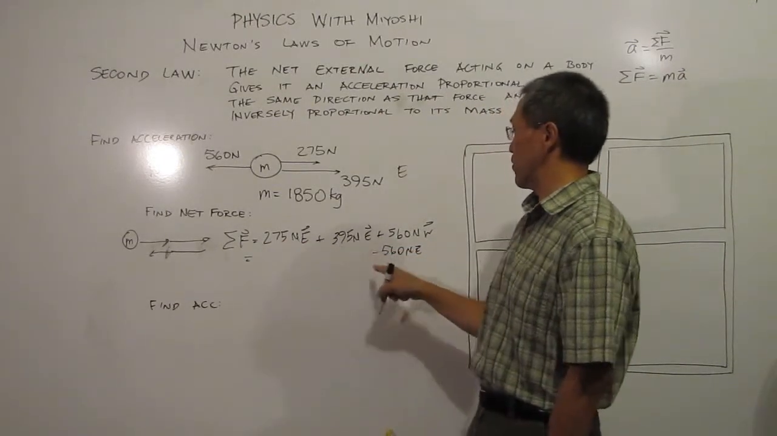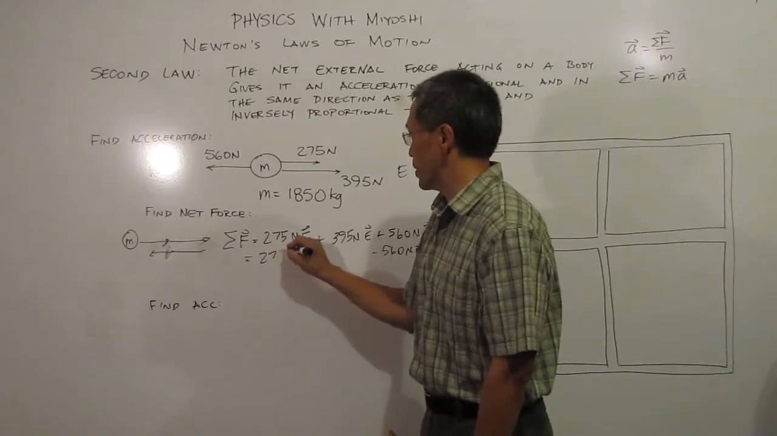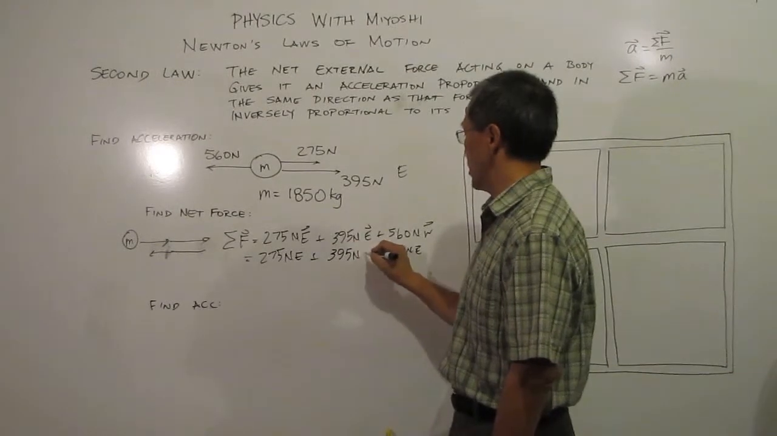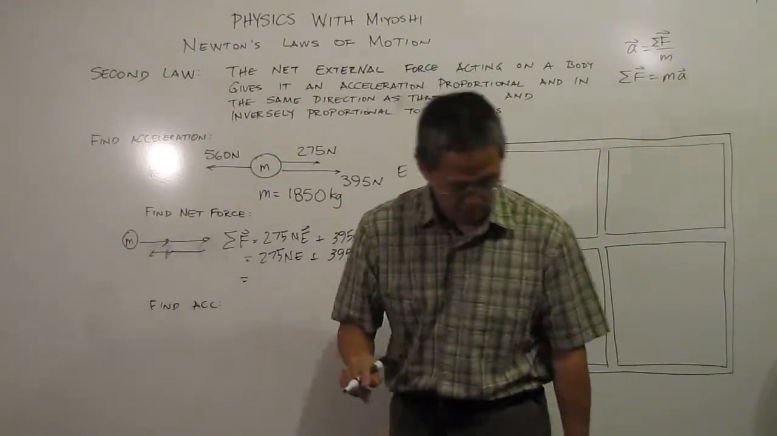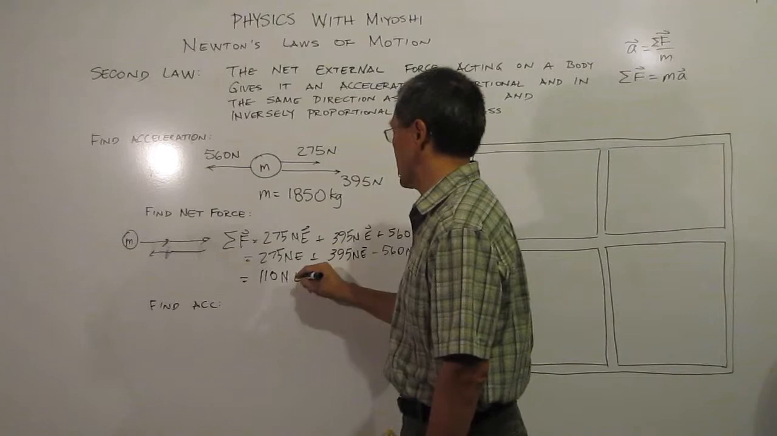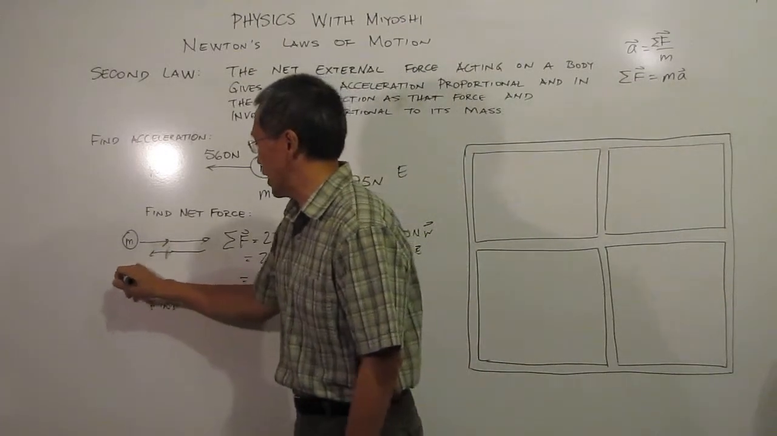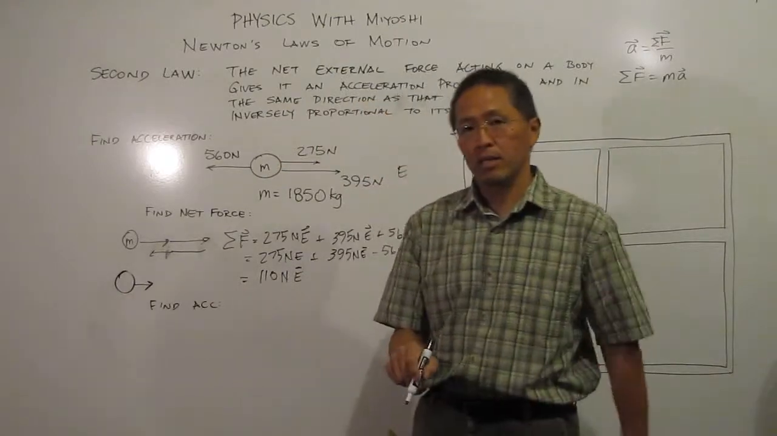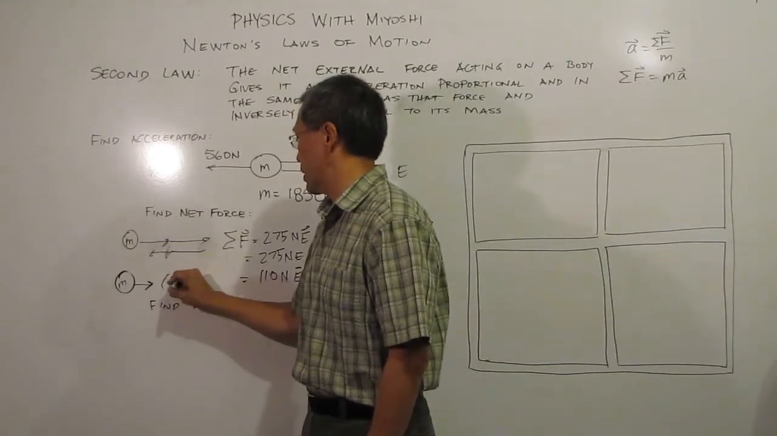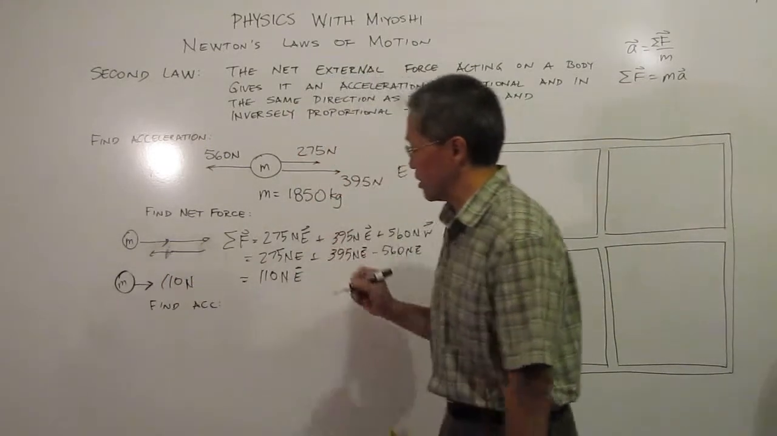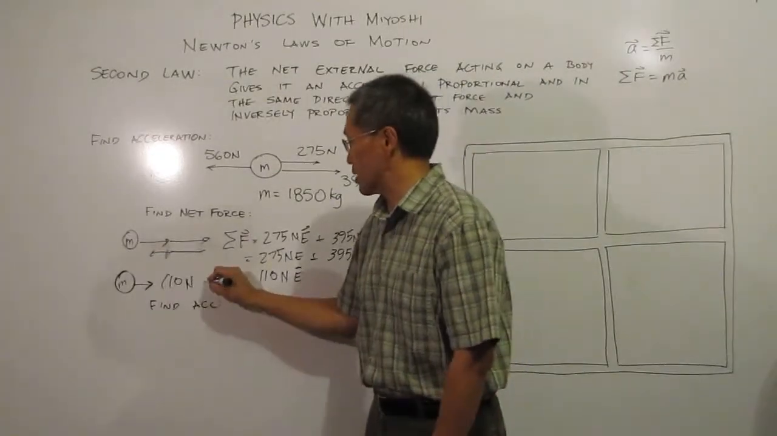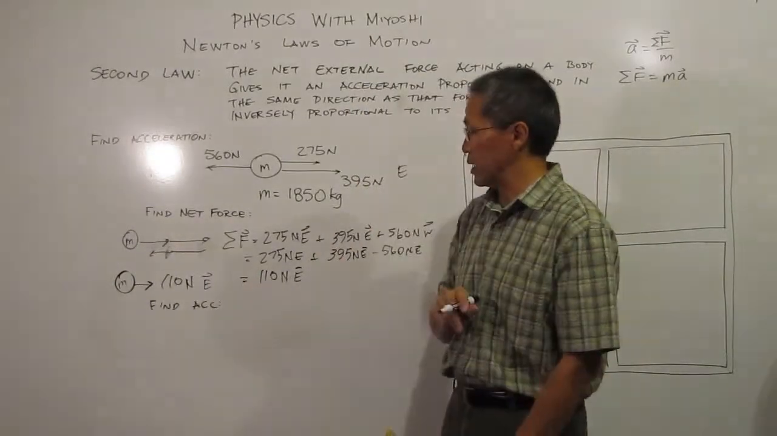275 plus 395 minus 560, because they're all in the east direction. That's going to give me a grand total of 110 newtons in the east direction. So we can see that our net force here on our mass is 110 newtons in this eastern direction. It doesn't matter whether I call it west or east or north or south. I just know that it's in the same direction that I'm calling east right now.